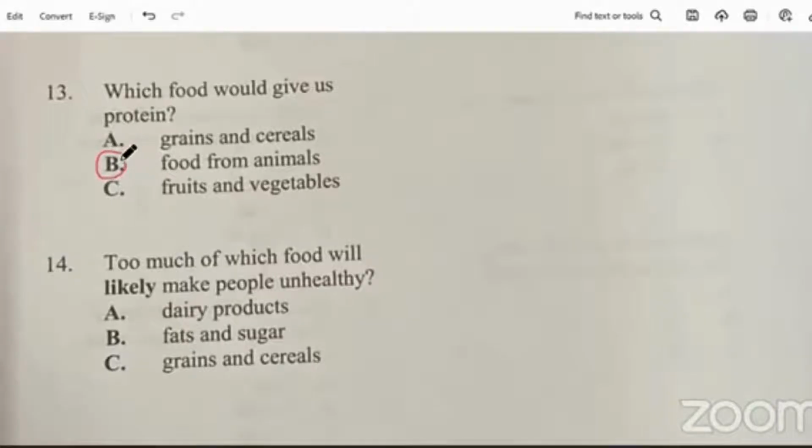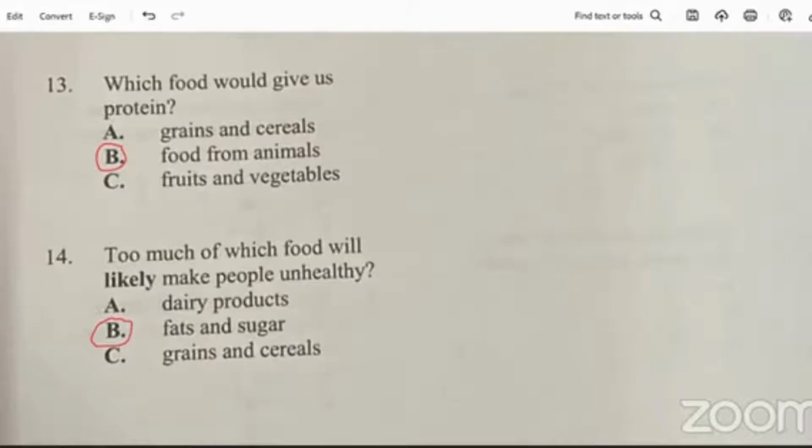That's a good source of protein. Question 14. Too much of which food will likely make people unhealthy? Is it too much dairy products, too much fats and sugar, or too much grains and cereals? And of course, the answer is B. Too much fats and sugar will likely make people unhealthy.